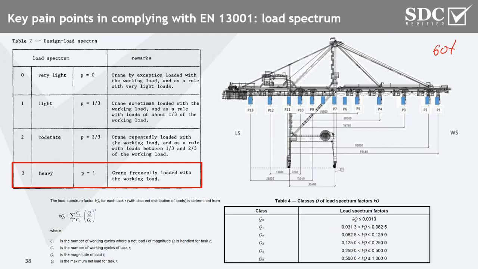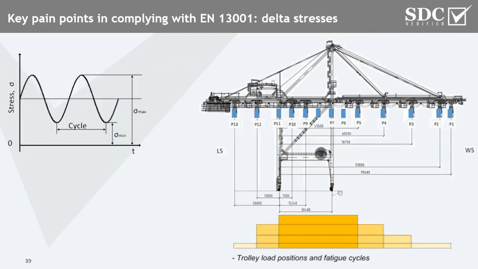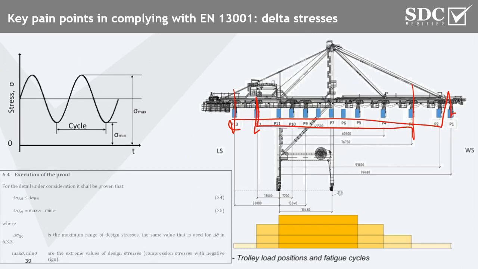What you do next, I mentioned that you need to calculate all your delta stresses, because on the one hand side, we have different trolley positions. So we have movements from here up to here, then from here up to here, and so on. Each of these traveling ranges results in different maximum and minimum stresses. So EN 13001 clearly tells you how to calculate this delta stress. And basically, if you look at the graph of this stress cycle, this is exactly this.